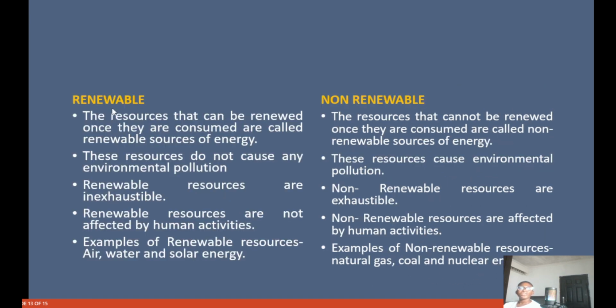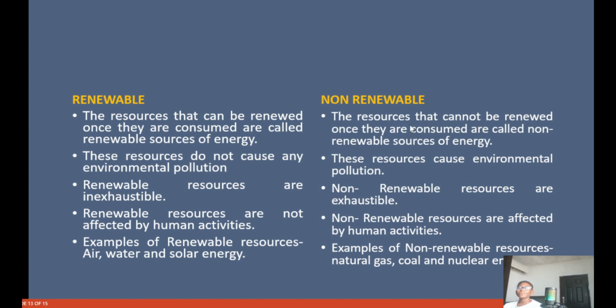The resources that can be renewed once they are consumed are called renewable sources of energy. These resources do not cause any environmental pollution. Renewable resources are inexhaustible. Renewable resources are not affected by human activities. Examples of renewable resources are air, water, and solar energy. We said that in the previous slide.